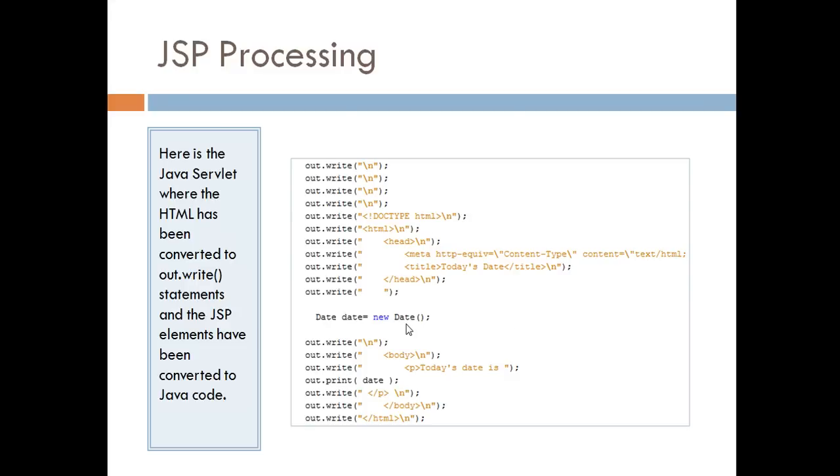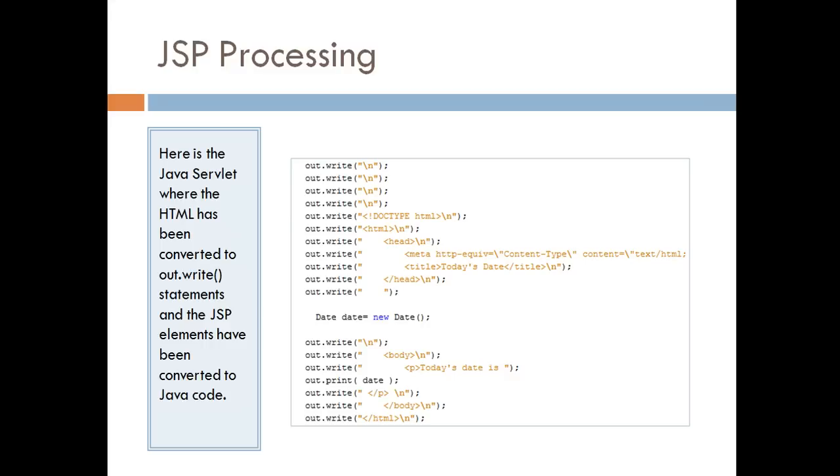This is what that JSP that we were just looking at on the previous slide would look like as a Java servlet. You can see there's a bunch of out.write statements that contain HTML code. It contains the raw Java code that had previously been included within the JSP elements. And there's some more out.write statements. This is just a part of the Java servlet, but it's the important part of the Java servlet.